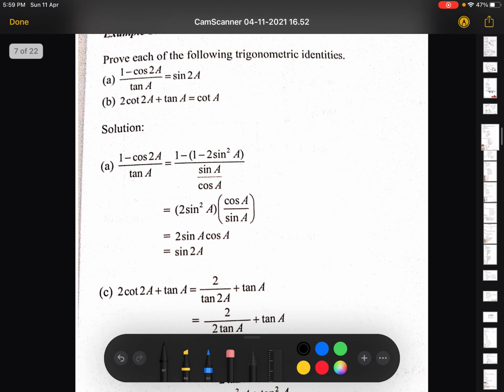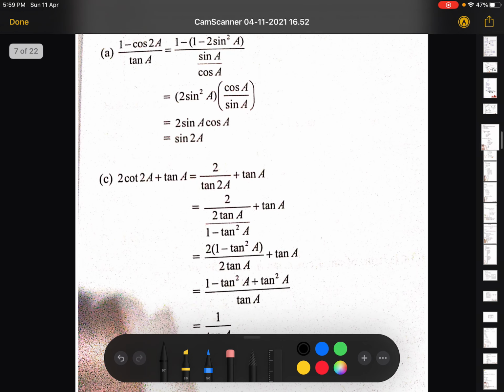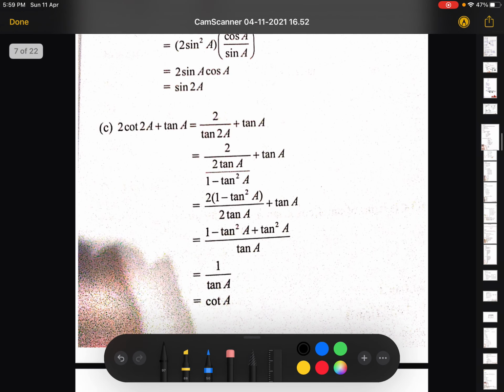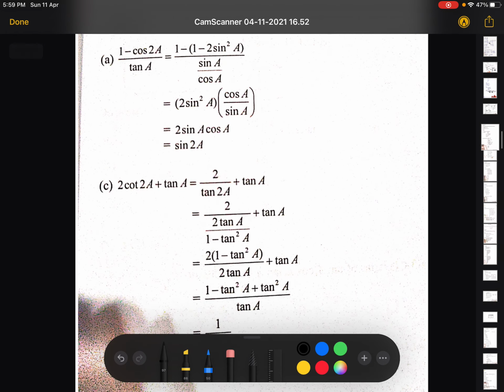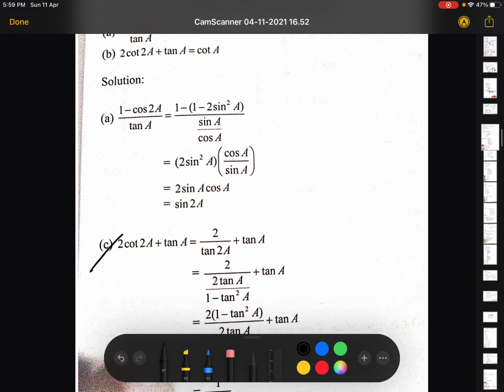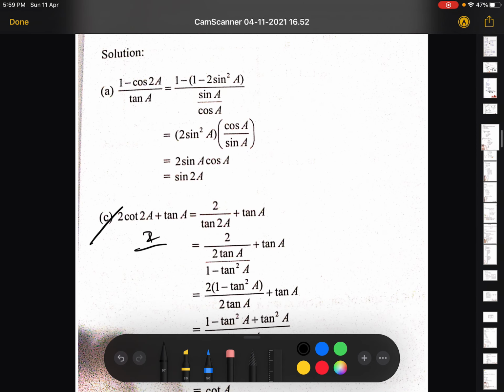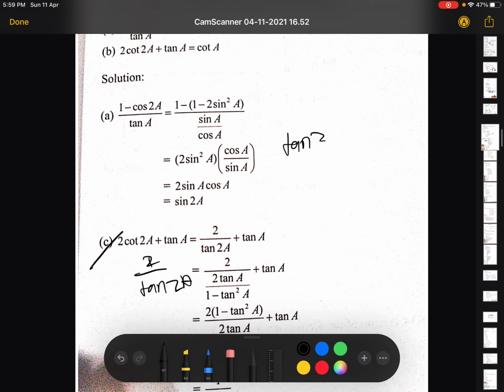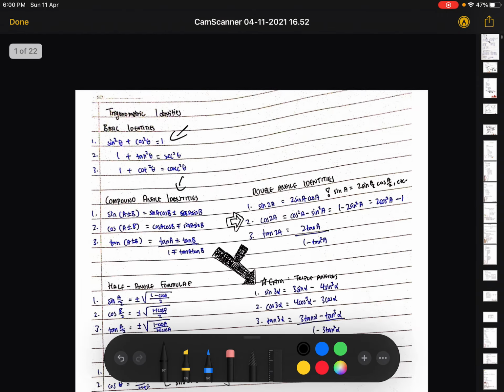Okay, next. Prove each of the following trigonometric identities. Let me see why I mentioned this again. I think I mentioned this because of C. So if I look at C, you see how cot 2A is equal to 2 over tan 2A? And then you know that tan 2A is equal to, what was it again? Oh yeah, 2 tan A over 1 minus tan² A. How do I know that? Look at the identities again.